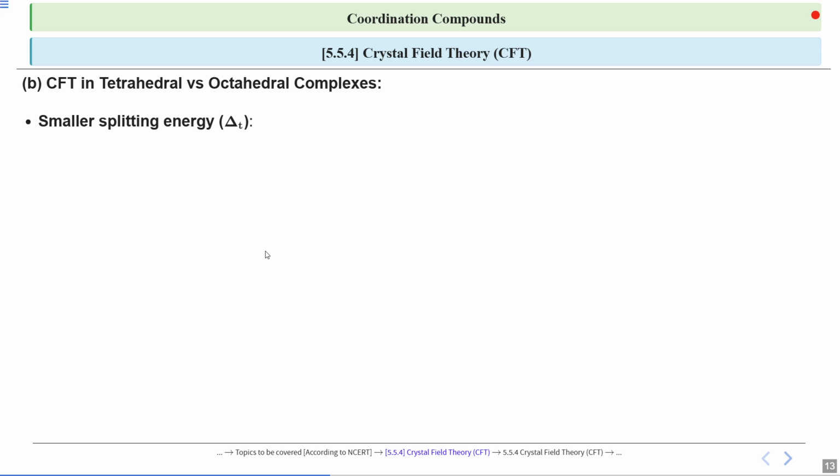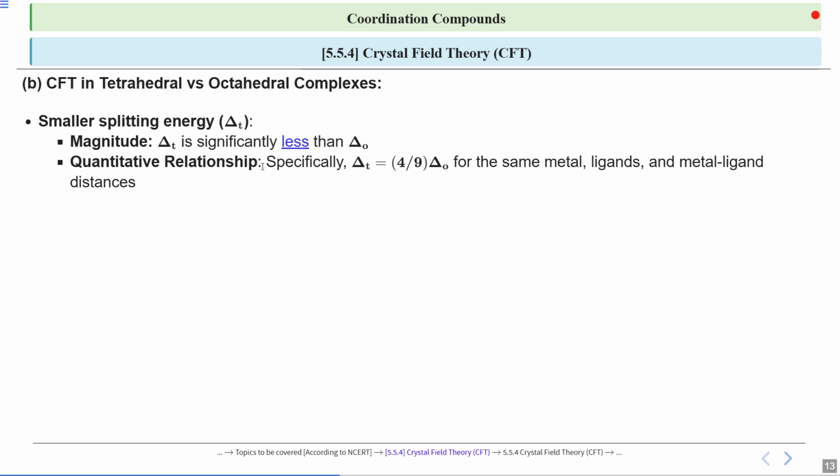The second point you can take to compare tetrahedral and octahedral complexes in terms of CFT is the smaller splitting energy, that is, delta T is smaller in the tetrahedral complexes. What decides the magnitude? Delta T is significantly lesser than delta O. The crystal field splitting energy of octahedral complexes is higher than that of the tetrahedral complexes. You can see it the other way too: delta T is significantly lesser than delta O.